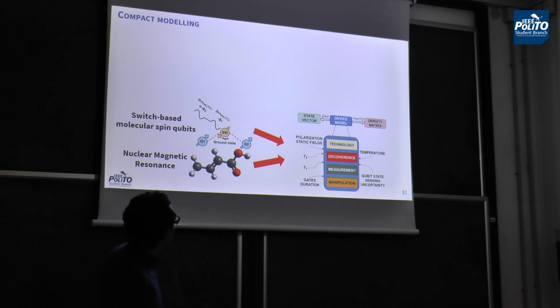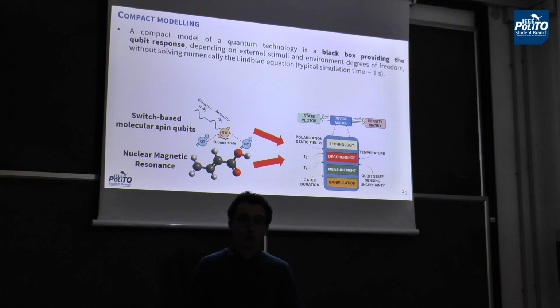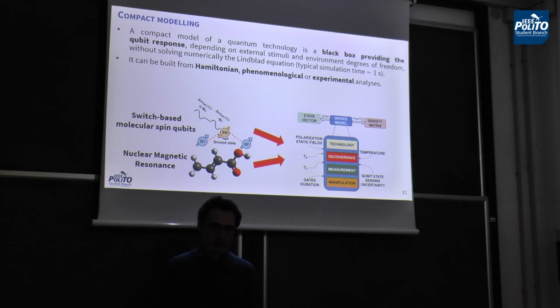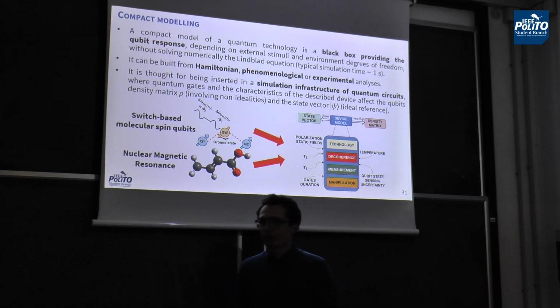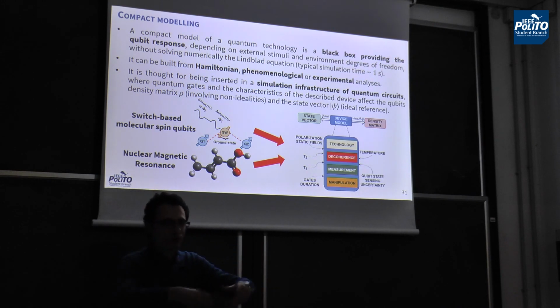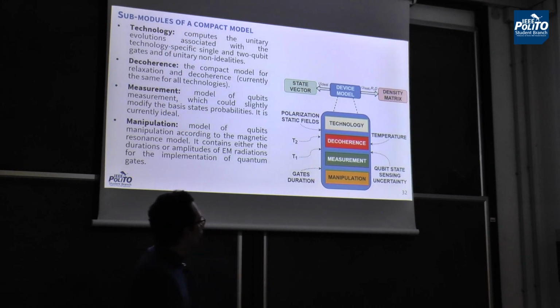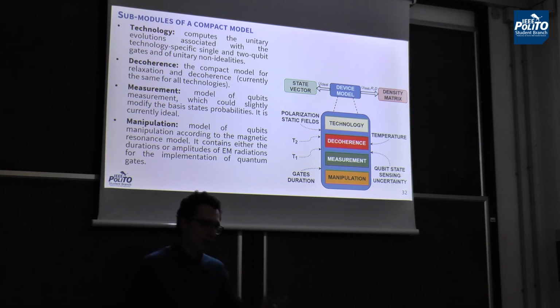Now this is a conceptual block scheme of the compact model. The compact model is substantially a black box which provides the response of qubits under the effects of quantum gates and non-ideality phenomena, without solving numerically the Lindblad equation. The compact model can be built for Hamiltonian phenomenological or experimental analysis, and it is thought for being inserted into a simulator of quantum circuits, which contains multiple compact models, each one associated with a specific technology. Here you can see a better zoom of the compact model, which is responsible of generating matrices which update the ideal qubit state vector, which is a reference in our simulation, and the density matrix, which describes the noisy qubits.